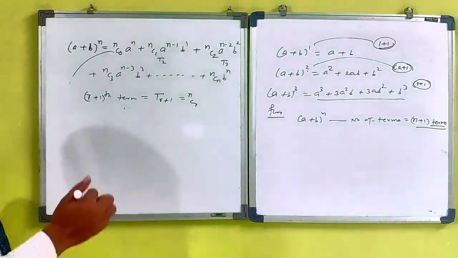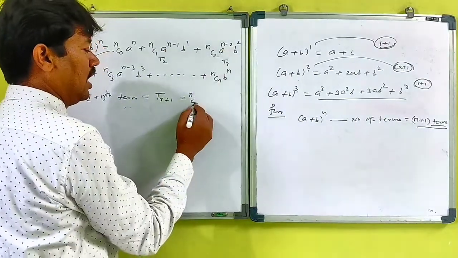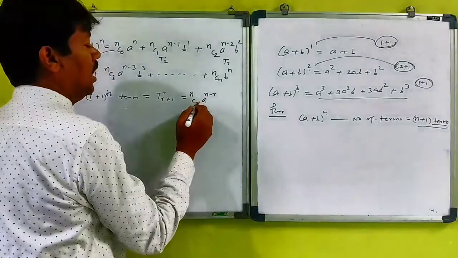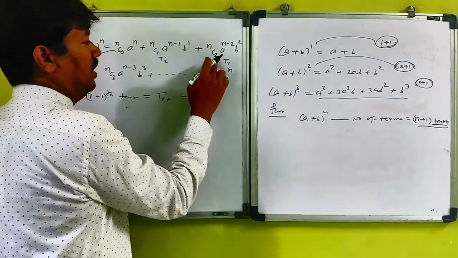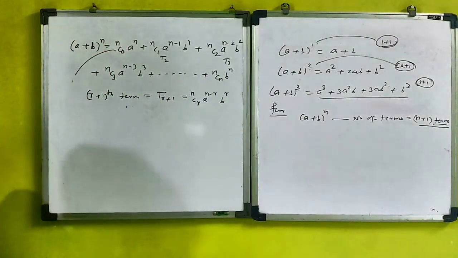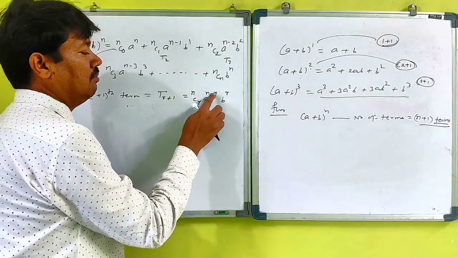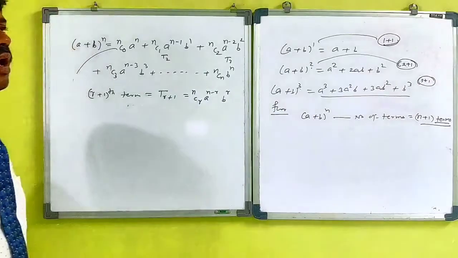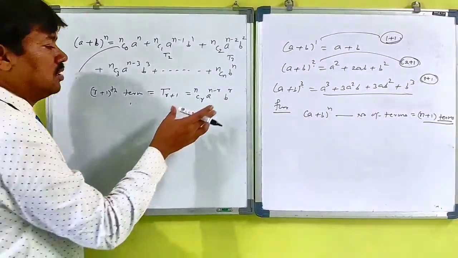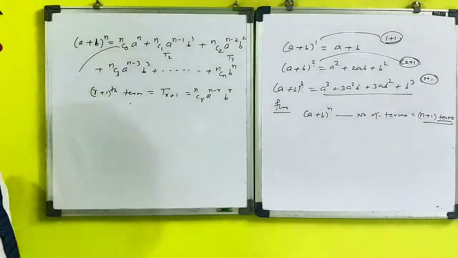And the power of a: if 1 is there, it is n minus 1; if 2 is there, it is n minus 2. So for r, it is a raised to n minus r. And then whatever the coefficient, the power of b is the same, so it is b raised to r. So basically, this is the formula for T(r plus 1). T(r plus 1) is given by nCr, a raised to n minus r, b raised to r. Whenever you want to find a particular term, you have to find the value of r like this.